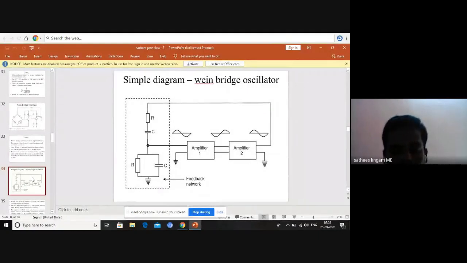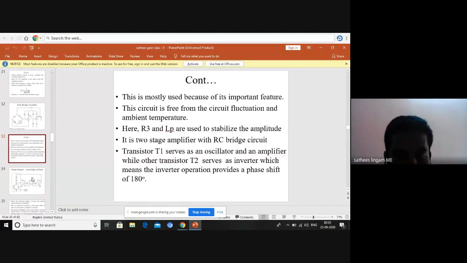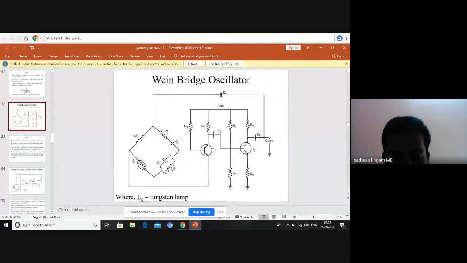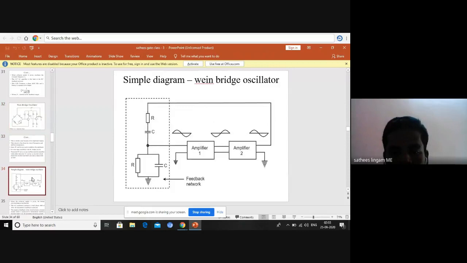See, the same network I have given, the R and C, that is series and parallel connections. That's the arm we are using now. That is R1 and C1, C2 and R2. So both are series and parallel now. So that same connection I have used here: an amplifier first stage, and an amplifier second stage.